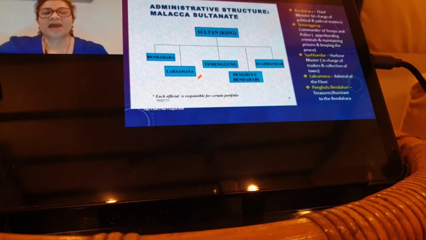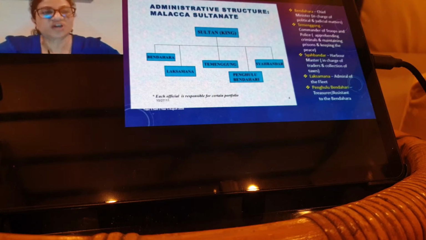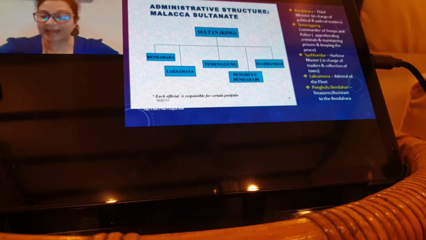You have the Laksamana, who is the admiral of the fleet, and you have someone called Penghulu Bendahari, who is a treasurer or assistant to the Bendahara. So you find that there was some kind of administrative structure during the Malacca Sultanate.